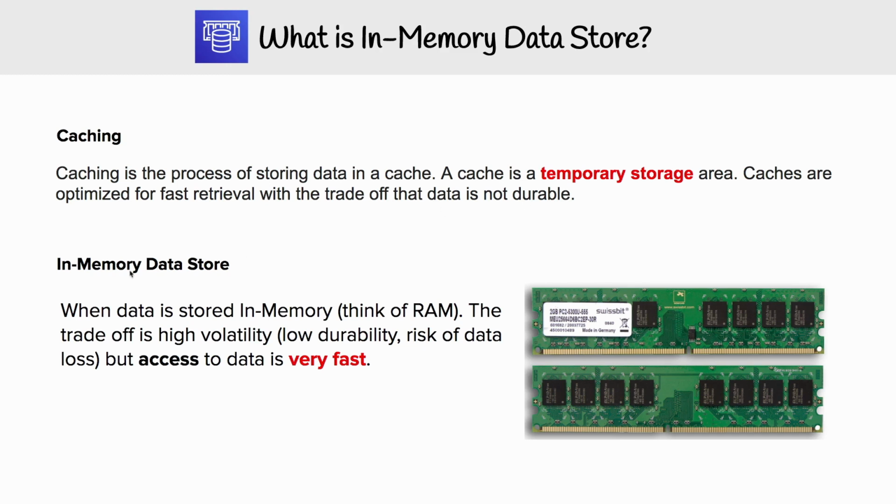So now let's talk about in-memory data store, because that is what ElastiCache is. It's when data is stored in memory. Memory, literally think RAM, because that's what it's going in. And the trade-off is high volatility. When I say it's very volatile, that means low durability. So what does that mean? It just means the risk of data being lost, because again, this is a temporary storage area, and the trade-off is we're going to have fast access to that data. So that is generally what a cache and in-memory data store is.